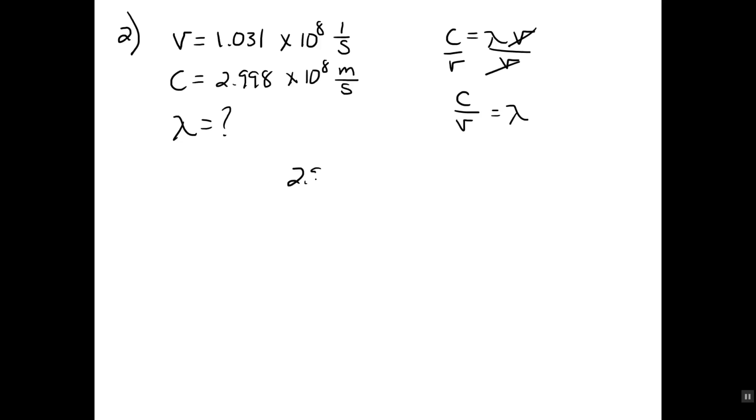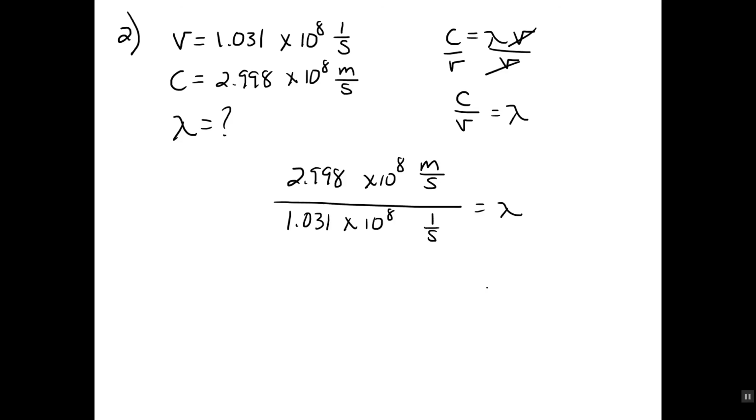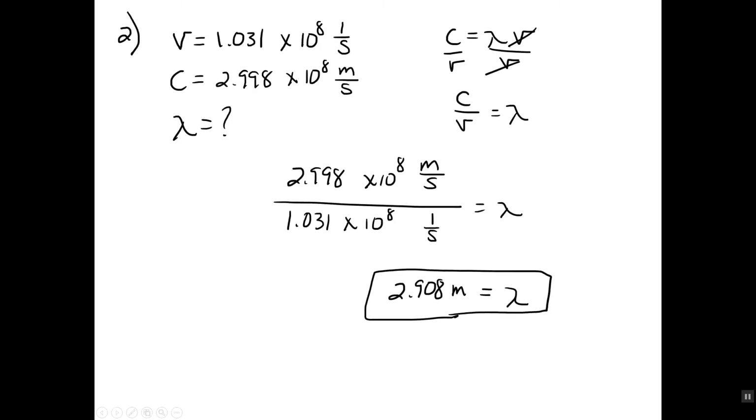For c, we have 2.998 times 10 to the 8th meters per second over the frequency, which is 1.031 times 10 to the 8th, 1 over s. And that's equal to a wavelength. So now, solving for this wavelength, we divide these out, and you'll get a value of 2.908 meters when you plug them into the calculator. And that's simply your answer for the first one.